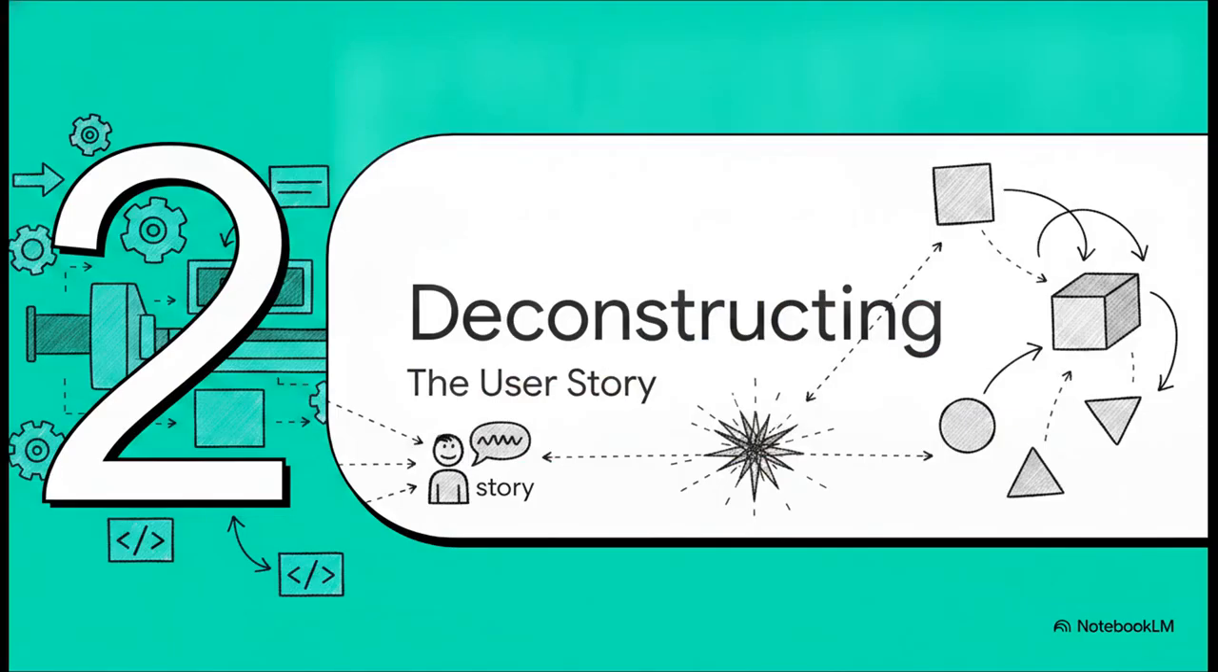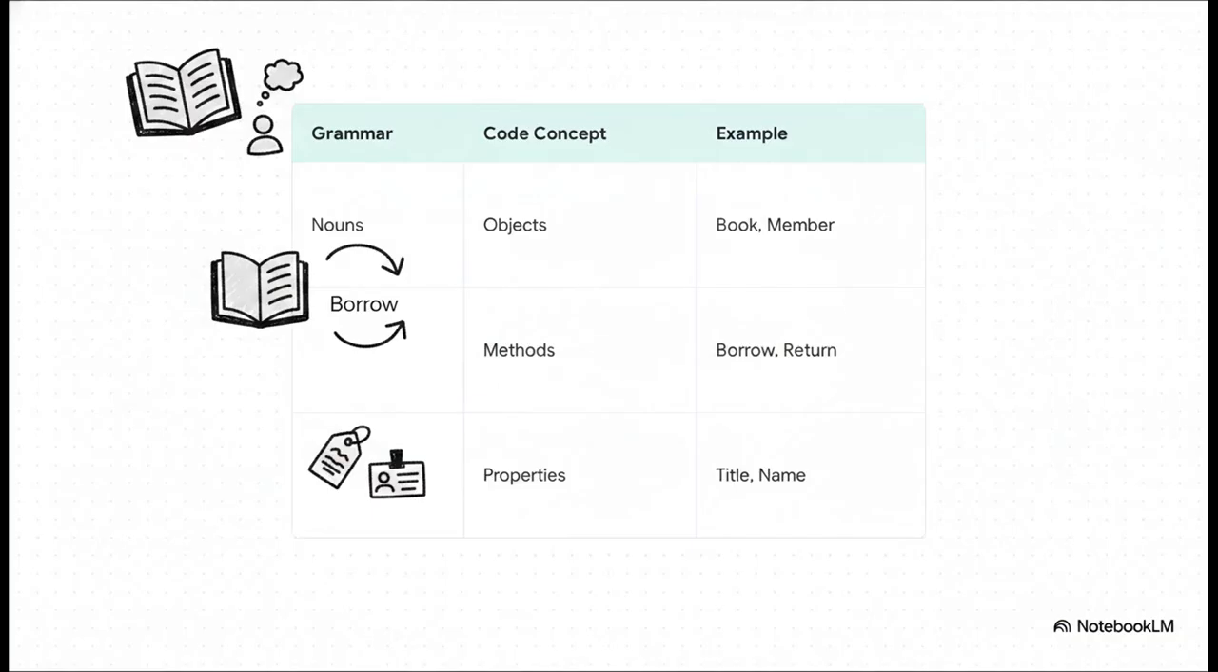That brings us to Section 2, Deconstructing the User Story. This is where the magic really begins. We're going to break down that plain English sentence into raw programming materials. And honestly, this right here reveals the biggest aha moment in object-oriented programming. Are you ready for the secret? Object-oriented programming is literally just mapping elementary school grammar to code concepts.